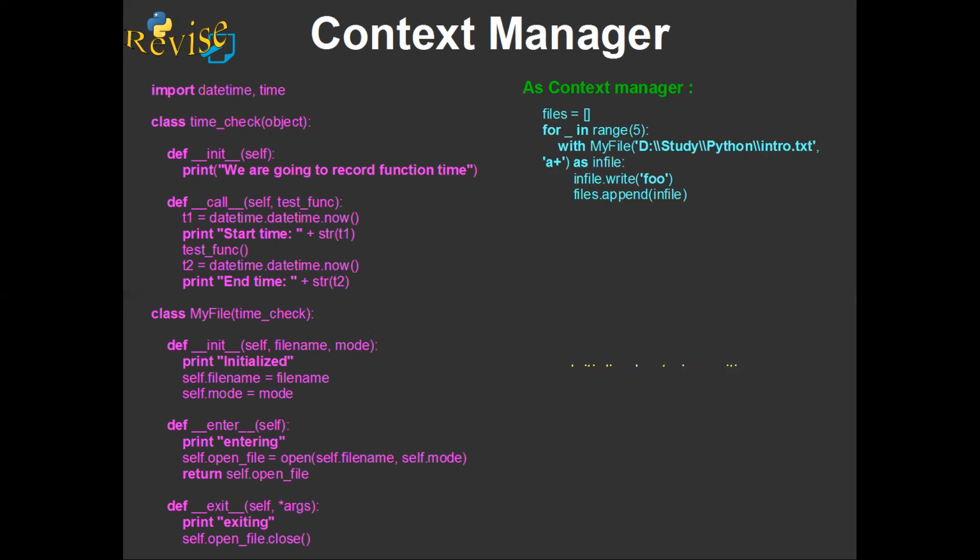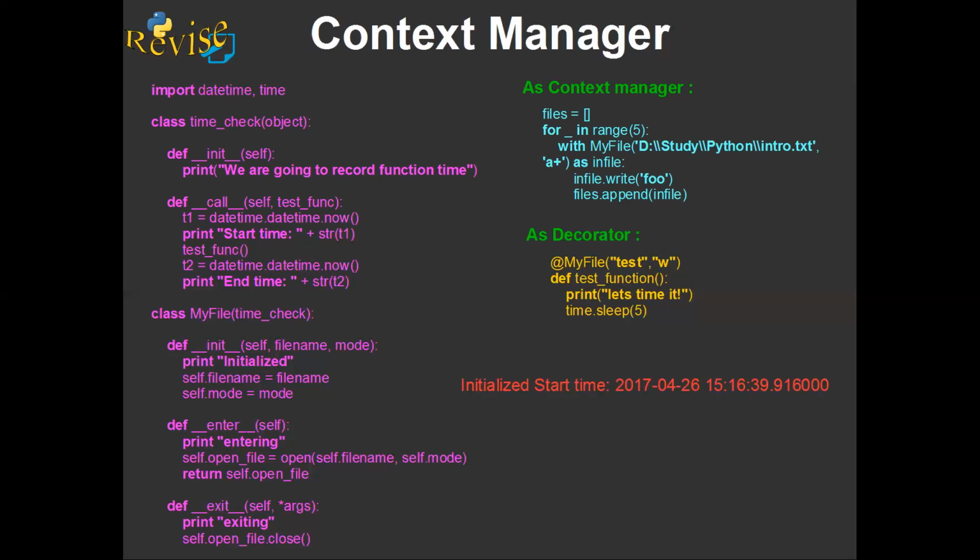Now if you want to use the same as a decorator, add MyFile. Test and W are just two dummy parameters needed for initializing MyFile. There is no call method inside MyFile, so it takes it by inheritance from TimeCheck. Let's time it. We get our function time, start time, end time. Initialize gets printed because MyFile is initialized once you call the decorator. This way you can use this whole context manager plus decorator in a hybrid mode.